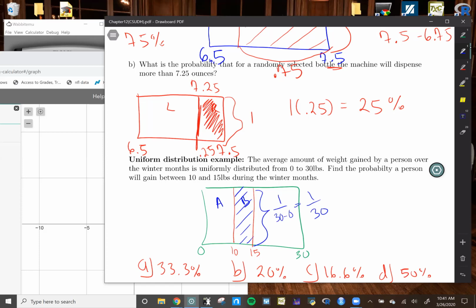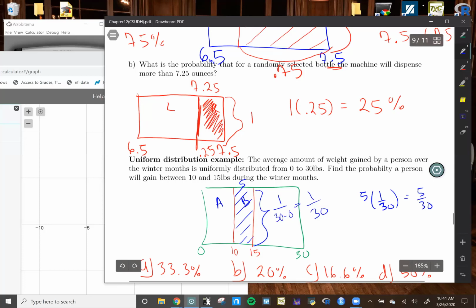Okay, so from 10 to 15, what's the difference between 10 to 15? 5. Yeah, 5. So that means I know the base is 5. I know the height is 1 out of 30. So in order to do this, we're going to multiply. So if you multiply, you get 5 times 1 out of 30, which is equal to 5 out of 30.